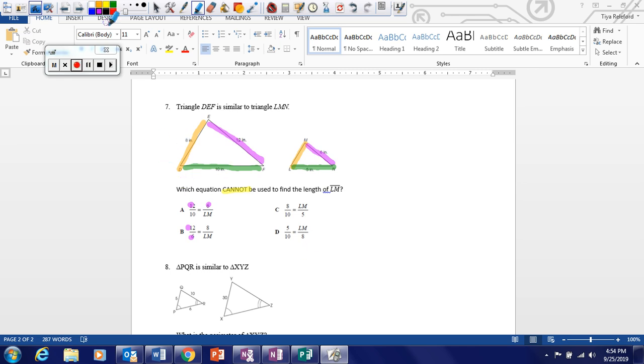Then we have 10 is green, and I know your colors might be different. LM is orange. Eight is also orange. Now looking at this, which one cannot be correct? Right? A is the only one where the colors do not match. The colors have to match.